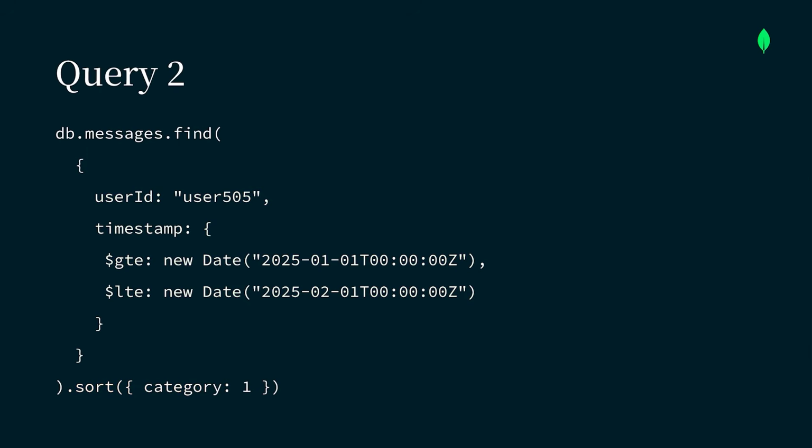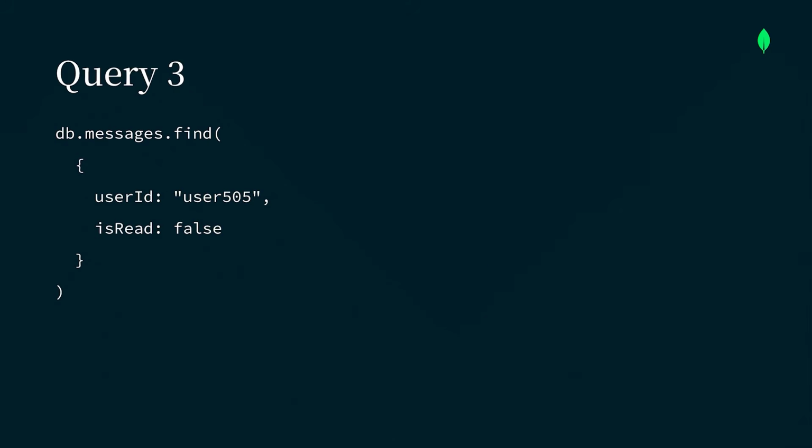The second query is used to find all messages for a user within a time range and sort those messages by category. This feature helps users quickly find and manage important notifications related to specific categories, such as transactions, loans, or system updates. The final query filters documents by user ID and isRead fields. This query is used to track which messages have been read by a user. It can also be used to serve regulatory or compliance purposes by providing an audit trail of message engagement.